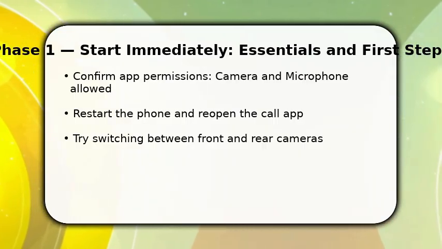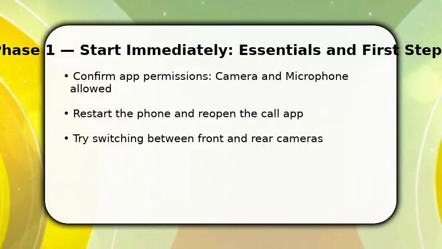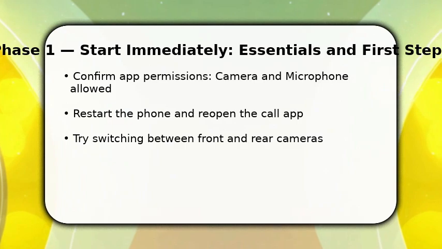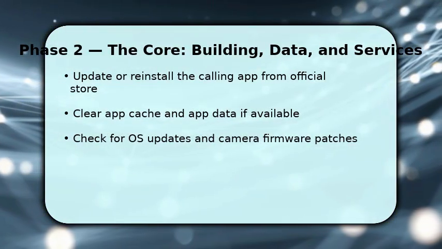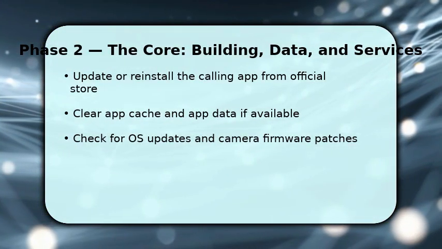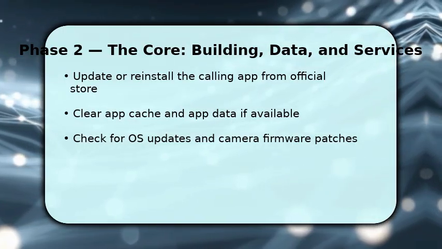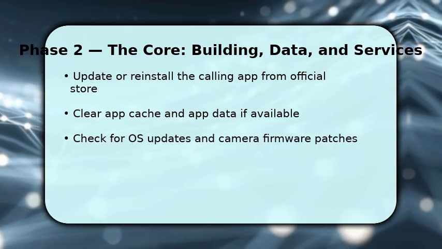If the camera still shows black, take a quick photo in the camera app to verify hardware versus software problems before moving on. Now you focus on software. Update the calling app first because developers fix camera bugs often. If updating fails, uninstall and reinstall to reset corrupted app files.